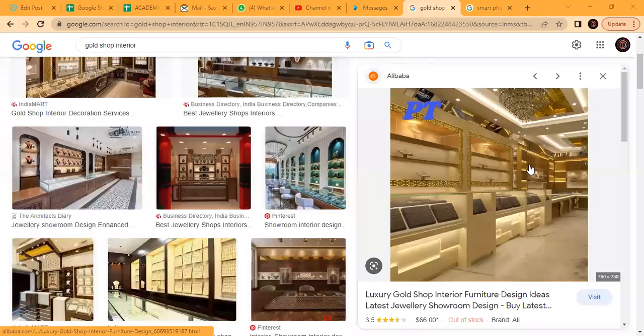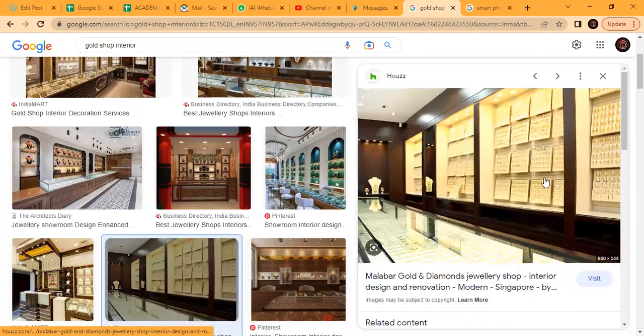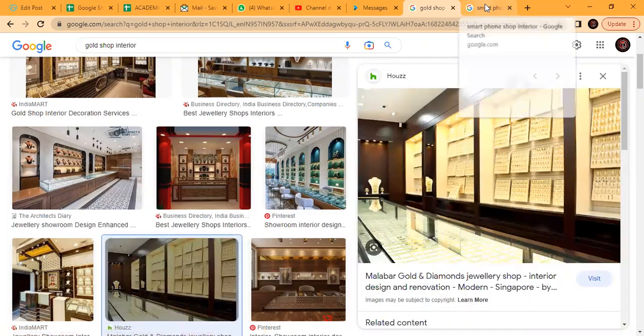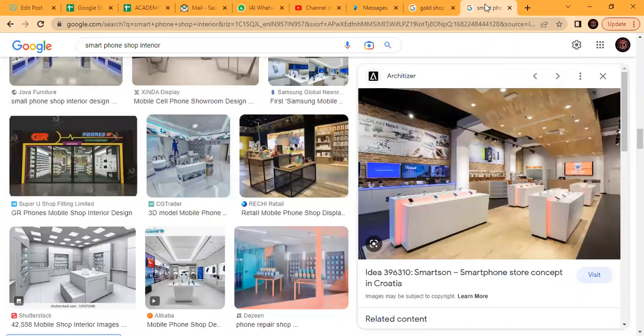See this particular image. This is one of the gold jewelry shops. What you see over here is the color of the lights. Watch it. It's a warm color lighting being used. A similar thing is used over here. Now when I switch the screen to a smartphone shop, you will see most of the things have white color lights.